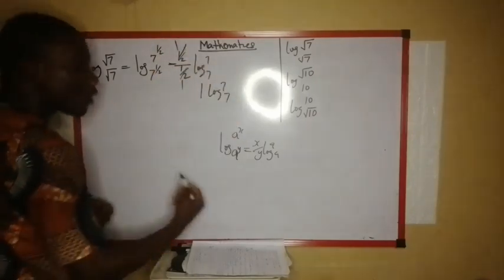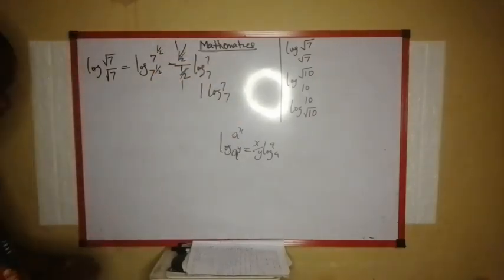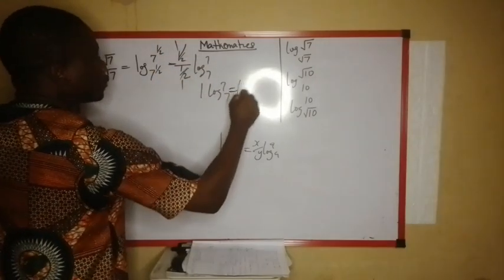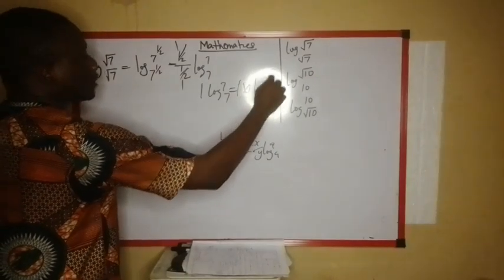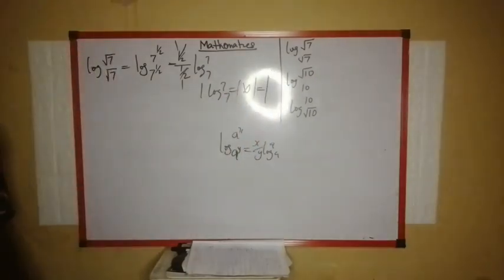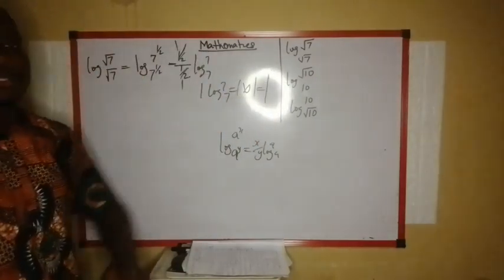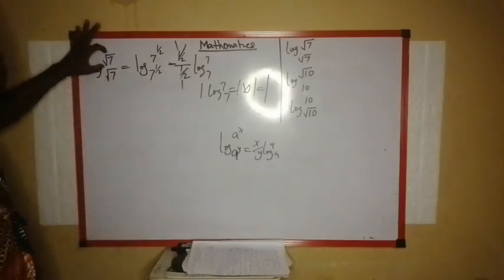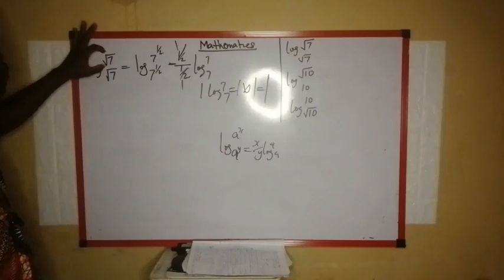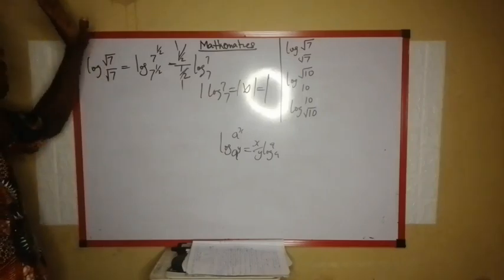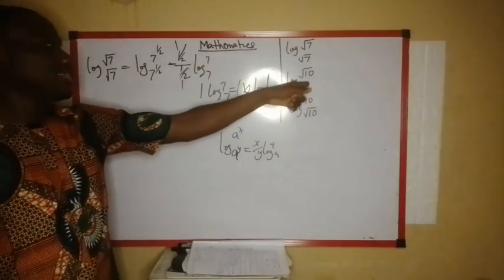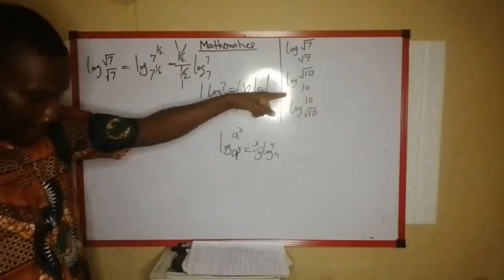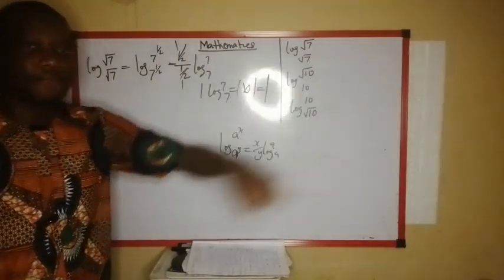And we know a log to its own base is 1. So we have 1 times 1. And what's 1 times 1? 1. So implying that if you have root 7, this root will cancel this root and this will give us 1. So implying that the answer to this log root 7 base root 7 is 1.